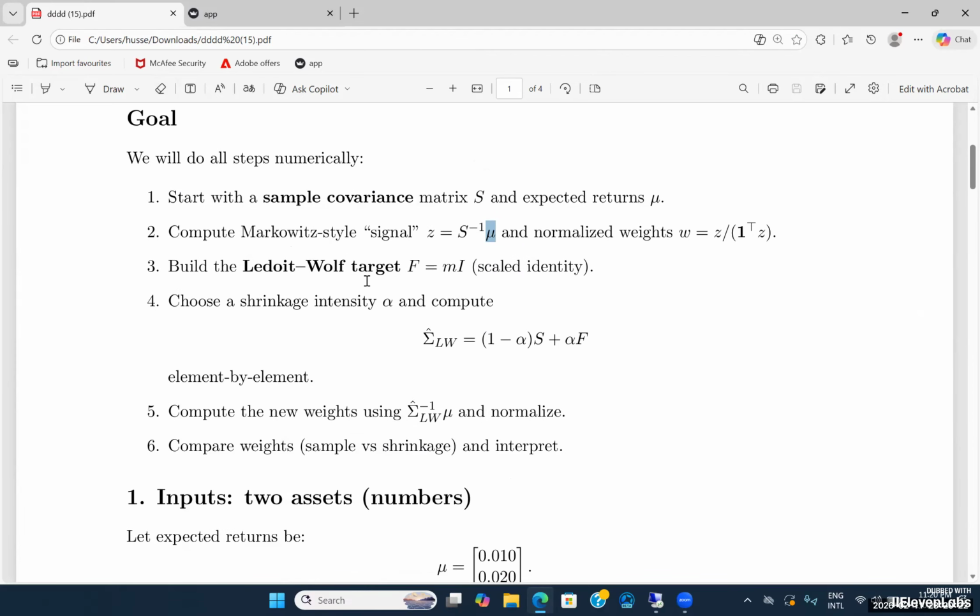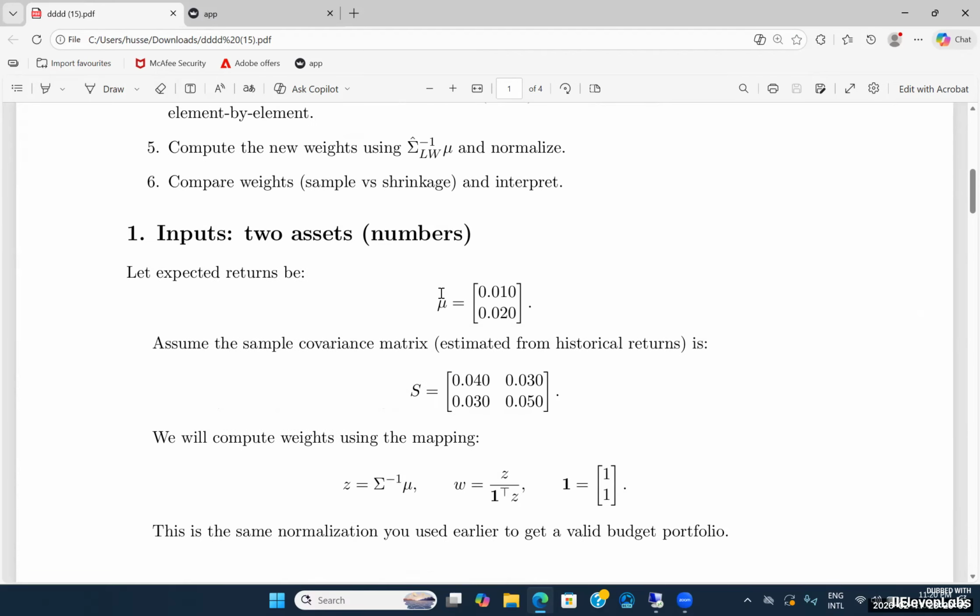For the Ledoit-Wolff target, our primary objective is to shrink the variance-covariance matrix. We do this specifically to avoid the problem of extreme portfolio weights and, more importantly, to significantly enhance the overall stability of our model. This crucial adjustment must be made before we can accurately identify the truly optimal portfolio solution.